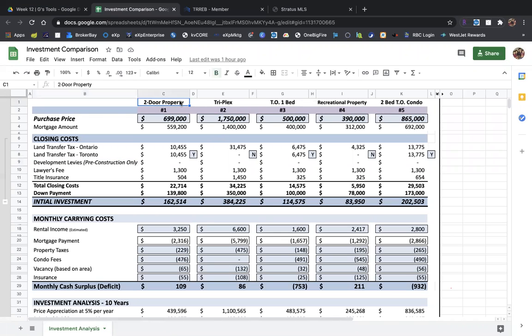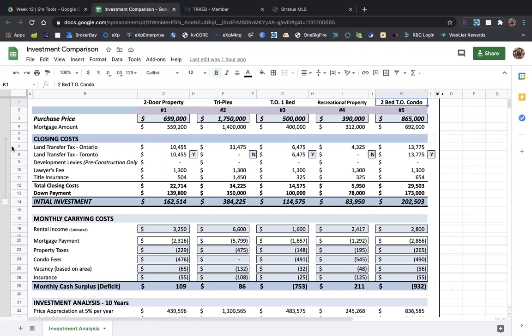These are 5 random properties. This is actually from a while ago, so the prices are totally off, but it doesn't matter. This was a 2-door property, basically, you know, finished basement and upstairs that you can rent out. A triplex, a 1-bedroom condo, a cottage property, and a 2-bed condo.